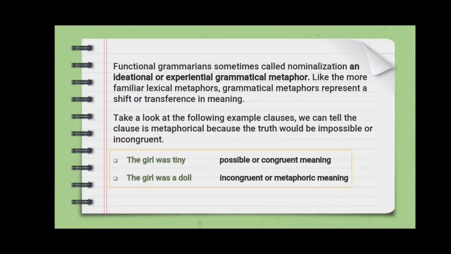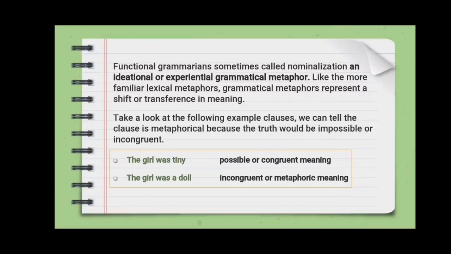Functional grammarians sometimes call nominalization an ideational or experiential grammatical metaphor. In bahasa we call it peribahasa. Now, take a look at the following example clauses. The first example is the girl was tiny. It has possible or congruent meaning. So, in real life, the girl has a small figure.